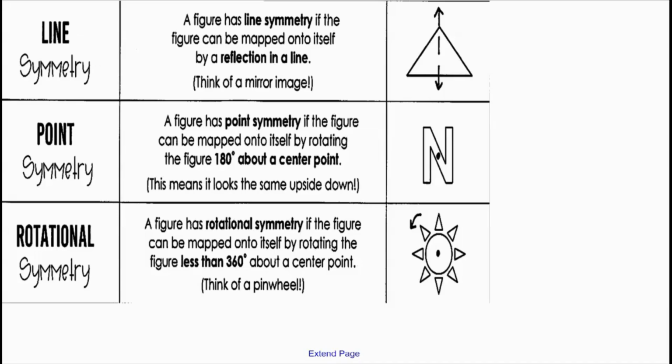So let's start off with line symmetry. All right. A figure has line symmetry if the figure can be mapped onto itself by reflection in a line. Okay, so it folds onto itself. If you could draw a line anywhere on here and it flips onto itself and has like a mirror image, then it is line symmetry.